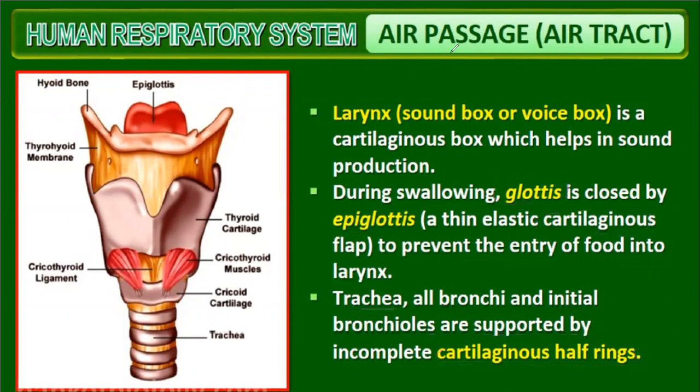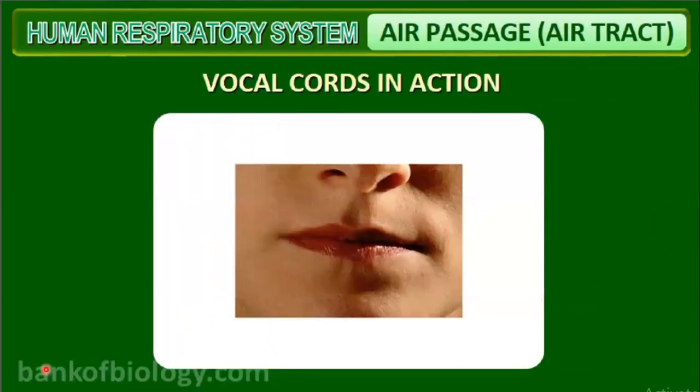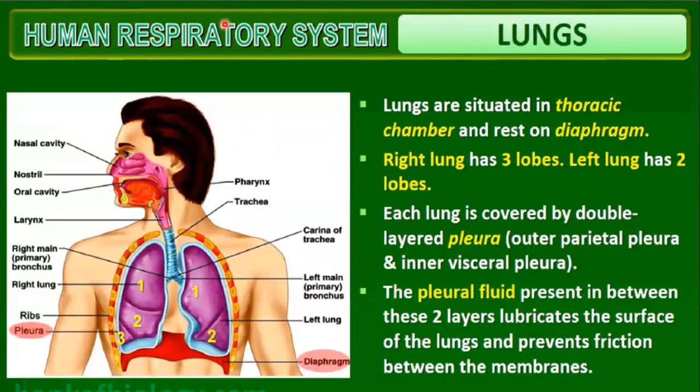Next one is the vocal cords. Vocal cord means it's a sound producing region. Then you have the lungs. Where are the lungs located? The lungs are located in the thoracic chamber and rest on the diaphragm.